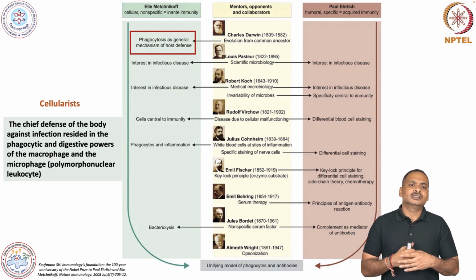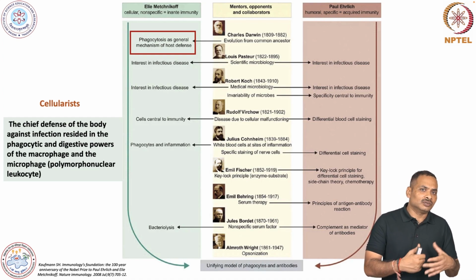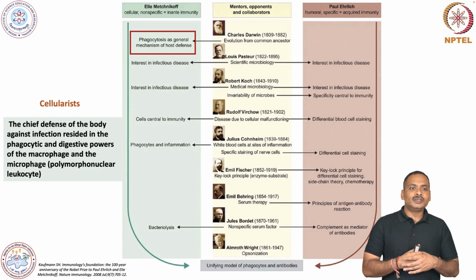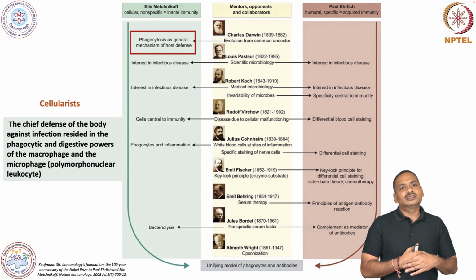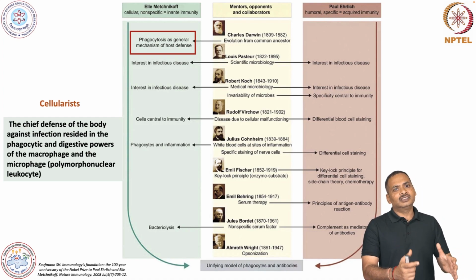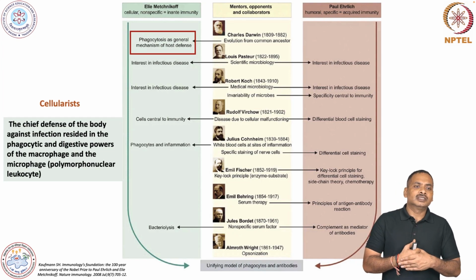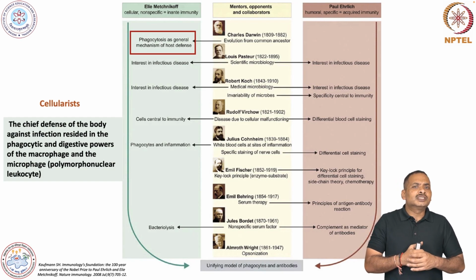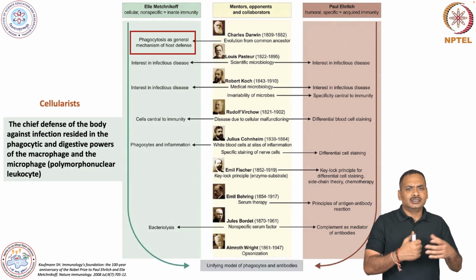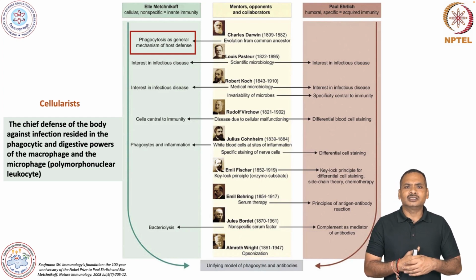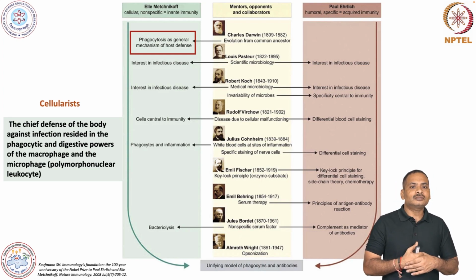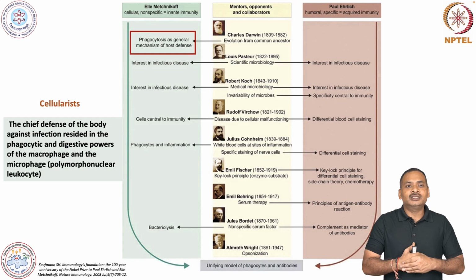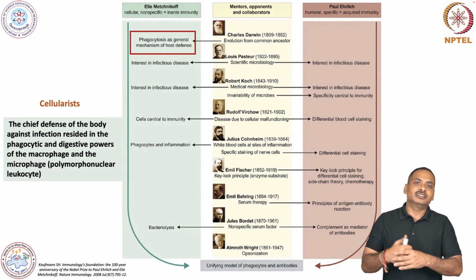He gave this theory after observing some of his work. Basically his theory was that the chief or key defense in an individual or animal is by some specialized cells which eat the pathogen. They call these cells phagocytic cells, and the digestive property of these phagocytic cells imparts immunity in the host.